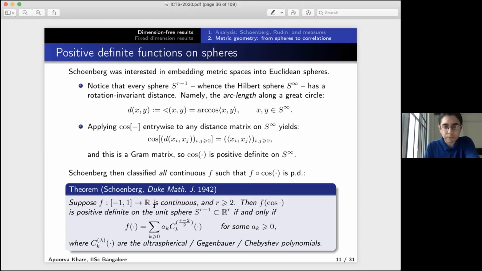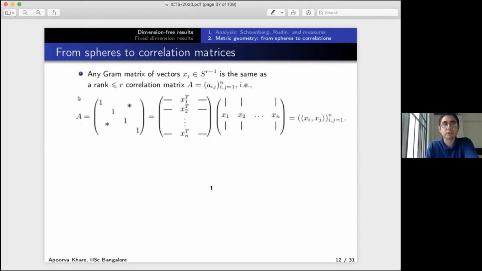And so he said f composed cosine is PD on the unit sphere in finite dimension if and only if f is a positive combination of Gegenbauer polynomials or Chebyshev polynomials. So these are these ultraspherical polynomials of a given dimension. So that was Schoenberg's original result in that same paper, which I was mentioning.